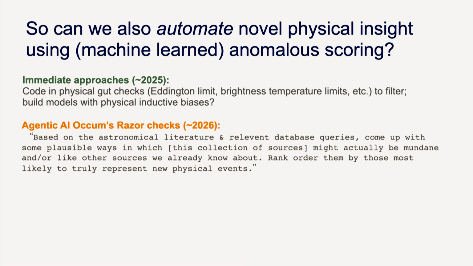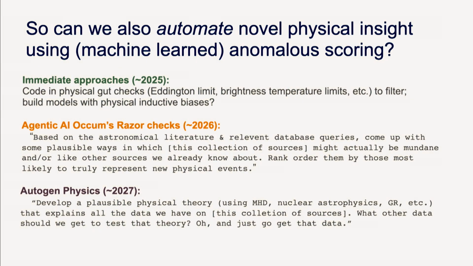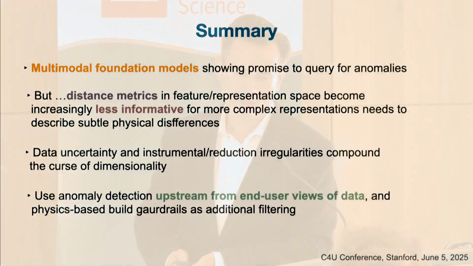And then, way out into the distant future, like in 2027, we're probably going to be in this world where this is the query that we all learn as grad students: Please develop a plausible physical model using MHD, nuclear astrophysics, GR, that explains all the data we have on this collection of sources. What other data should we get to test that theory? And by the way, just go get the data.